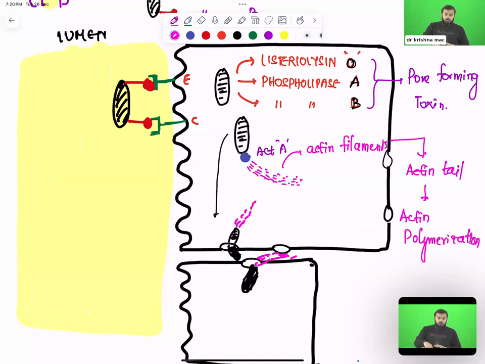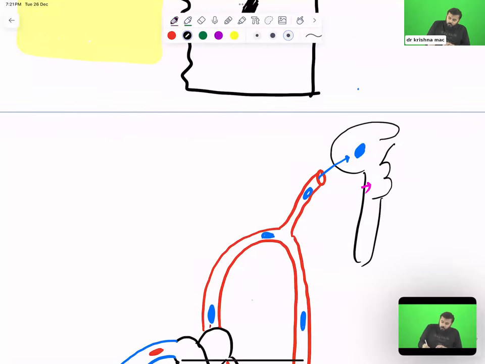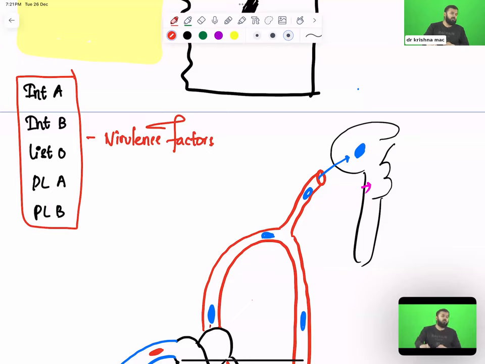Okay. So if I ask you what are the virulence factors, what will you tell me? What are the virulence factors over here? One is internalin A. Another one is internalin B. Another one is listeriolysin O. Another one is phospholipase A, phospholipase B. This is the last thing that they're going to ask you in the exam. So these are the virulence factors. This is what they're going to ask you in the exam. Other than this, nothing they will ask you.